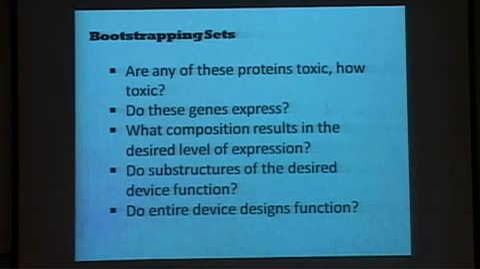Do these genes express, or are they just duds? What composition is going to result in the desired level of expression? Do substructures of the desired device function? Do entire devices function? I think if we did this long enough, we could make a fairly long list of questions that we would want to answer right at the get-go about the design.